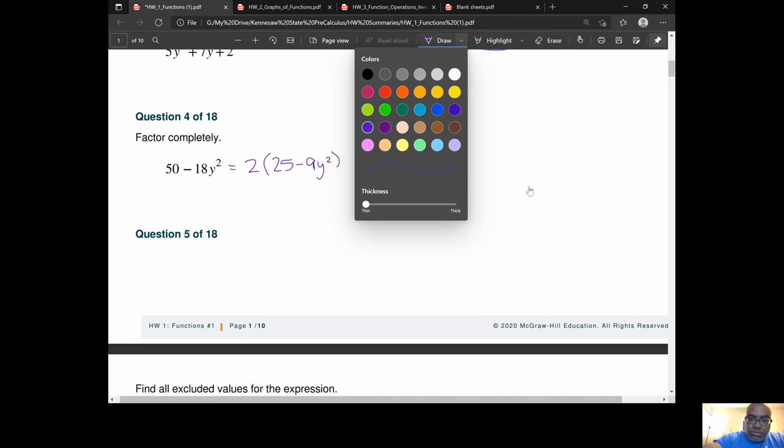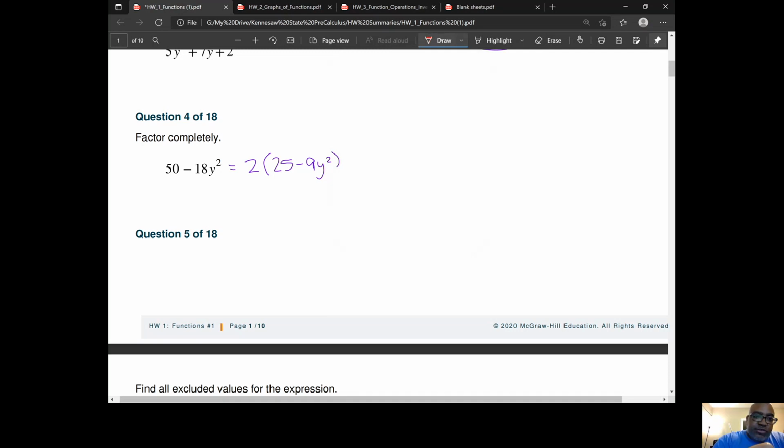So there's a property called difference of squares. That's a squared minus b squared, and that's equal to a plus b times a minus b. Okay, so this is the same thing as, make sure you keep your 2.